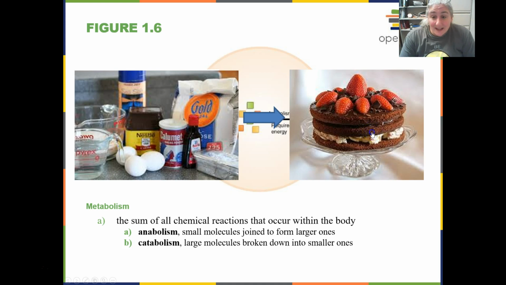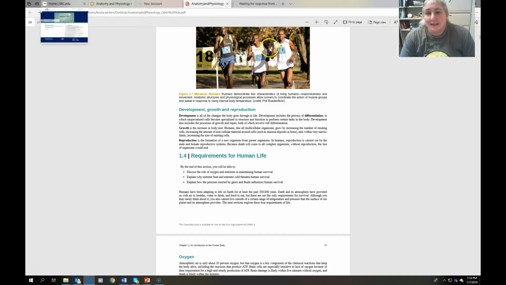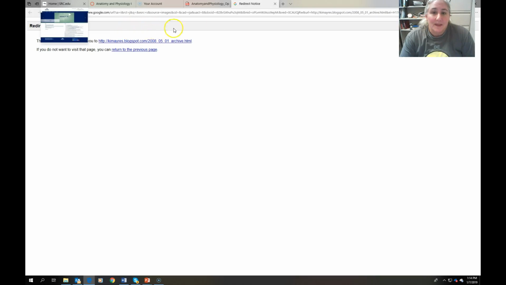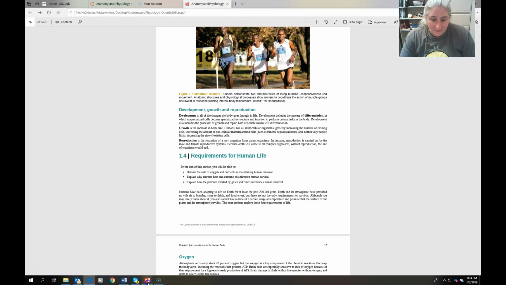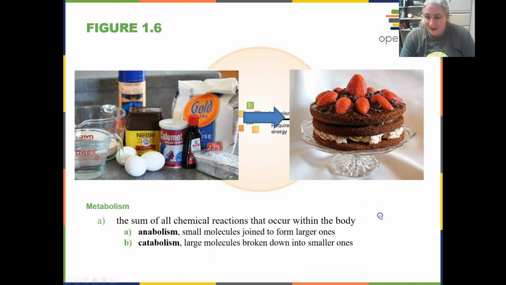Catabolic reactions then are opposite of this. Oh, I totally did not do that. Sorry. Hold on. Okay. There we go. Sorry about that.